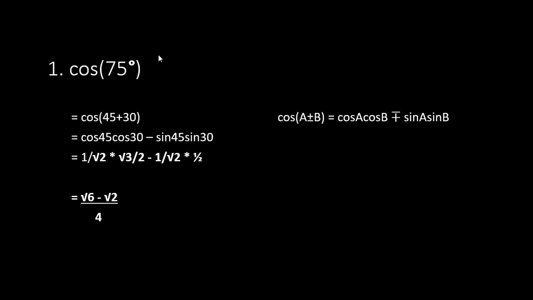So to break up the 75, we turn it into 45 and 30, which is very easy if you know your trig values. Then we put it into this, and that is equal to this. So cos 45, it's like cos A cos B, sine A sine B here, where this is A and this is B. And then trig values, we know them, or you can just put all this in your calculator.